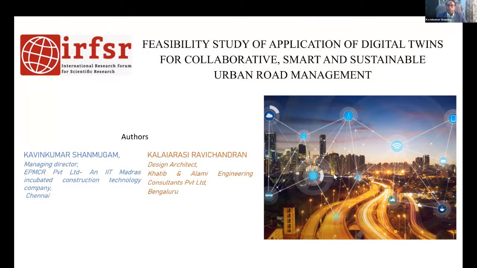So we all know that today rapid urbanization is happening across the globe, and we see a lot of urban problems. One critical problem is road, which Indian cities are also facing. So we tried to explore and did a field study on the urban road problem, and we found out some of the digital technologies which could be applied to solve this problem.